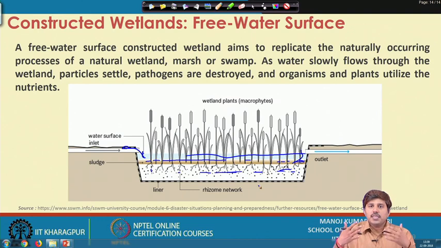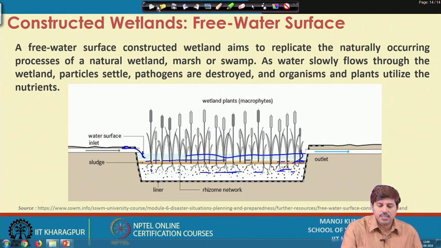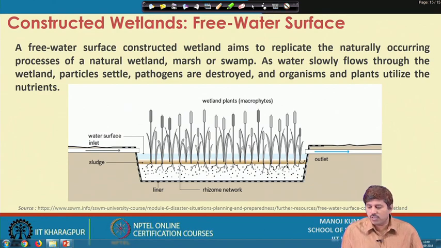And that is why these are generally not used for treating raw wastewater as a whole, rather they are used for either primary or secondary treated wastewater as a polishing unit, or as a next stage, tertiary stage treatment, they may also be used.